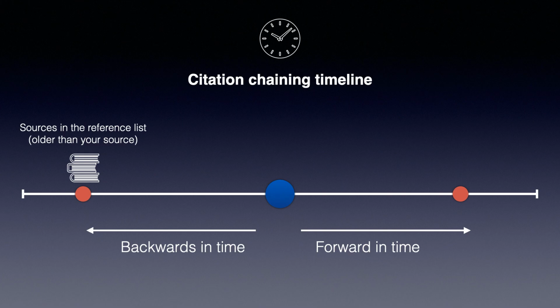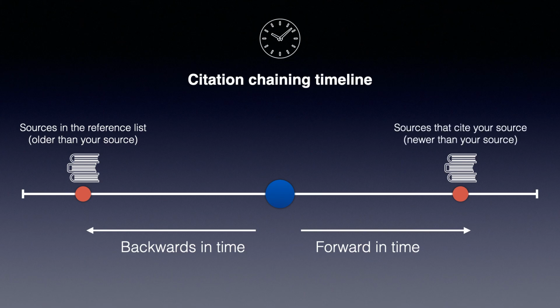Because if you look at the sources that, say, an article or a book has cited, those are going to have been published prior to the source that you have found. So that's going backwards in our timeline. But if you find resources through a citation index, so sources that cite the source that you found, those are going to be newer than your original source because they're going to have been published afterwards. So citation chaining is helpful if you can think of it in terms of a timeline.